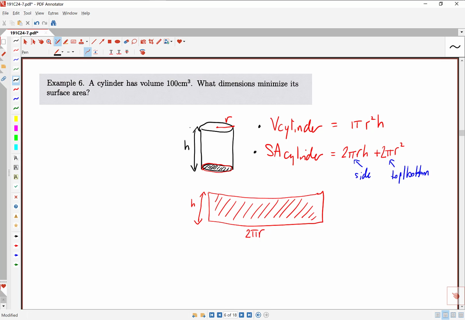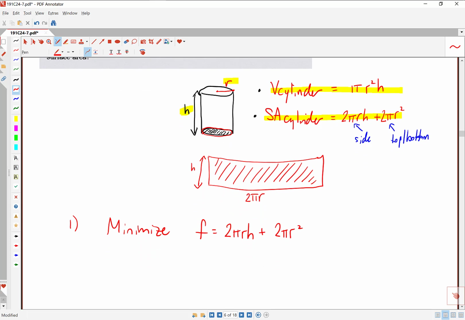So let's think about where we're at. We've introduced our variables, r and h. So that's step 0 of the problem. We also figured out some of these handy formulas that we're going to use in the problem. So I think we're ready to get into step 1, which is to write down what we're trying to maximize or minimize, as well as our restriction. So the question is, what dimensions minimize the surface area? Okay, so we want to minimize a function f, which represents surface area, which we know is 2 pi r h plus 2 pi r squared. So we want to make that as small as possible.